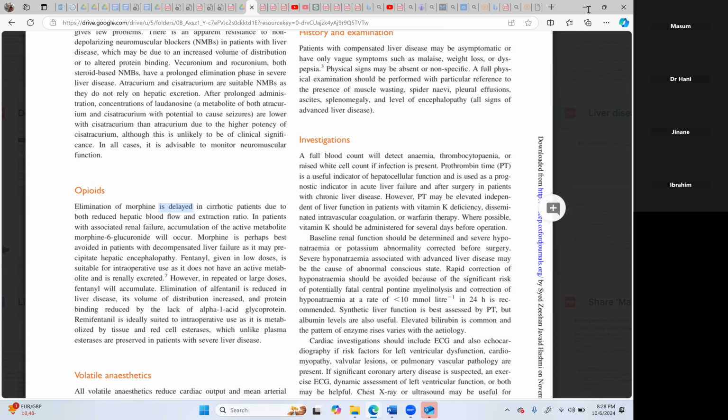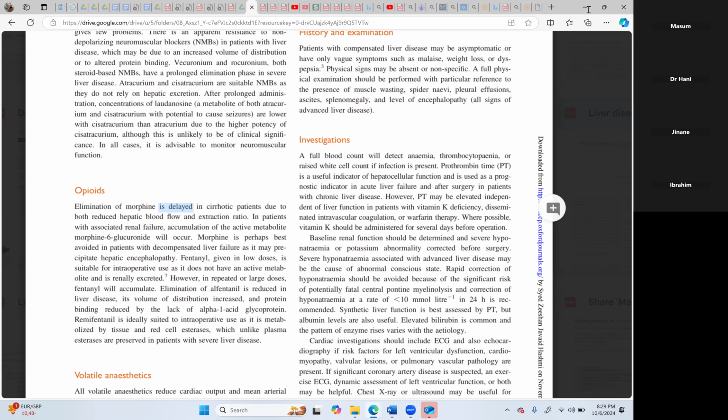PT is a useful indicator of hepatocellular function and a prognostic criterion in liver damage. PT may be elevated, independent of liver function, in patients with vitamin K deficiency, DIC, or warfarin therapy. This is another factor, but of course there will be a history if they are taking it. Baseline renal function should be determined, and severe hyponatremia or potassium abnormality corrected before surgery. Baseline renal function is also very important because it helps identify hepatorenal syndrome, which we will look at later, because one of the diagnostic criteria is that there should be no pre-existing liver or kidney problem.